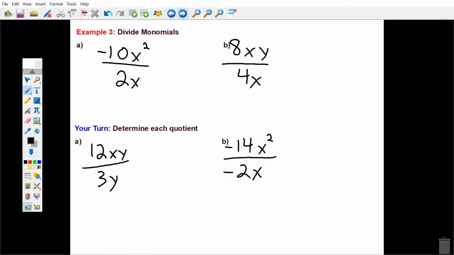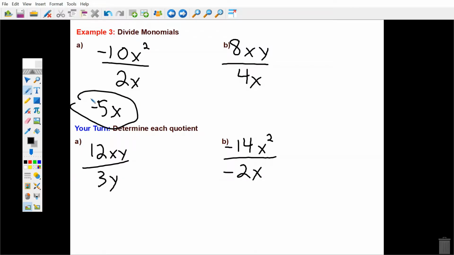Next up, for example 3, is dividing monomials. So we're basically going to be doing the opposite of what we were doing before. Now we're going to divide the coefficients. So we've got negative 10x squared divided by 2x. Negative 10 divided by 2 is negative 5. X squared divided by x. When we're dividing, we have to subtract the exponents. So 2 minus 1 is 1. So we're left with negative 5x.